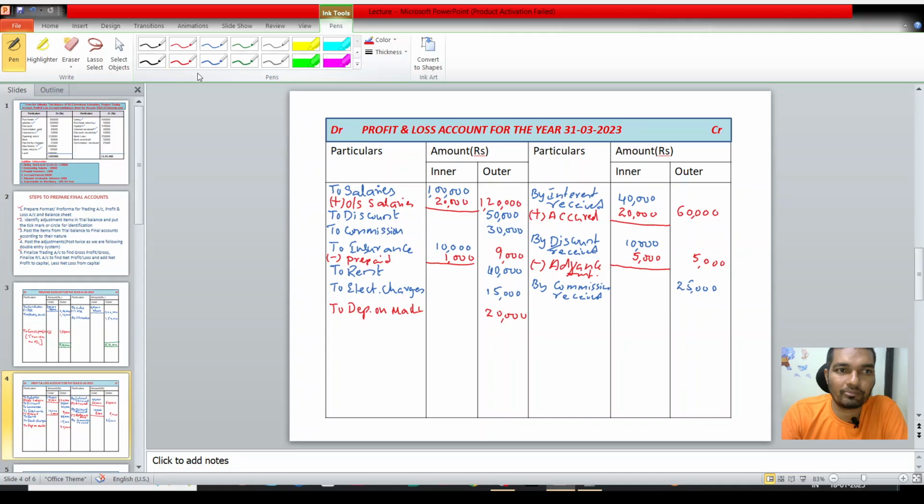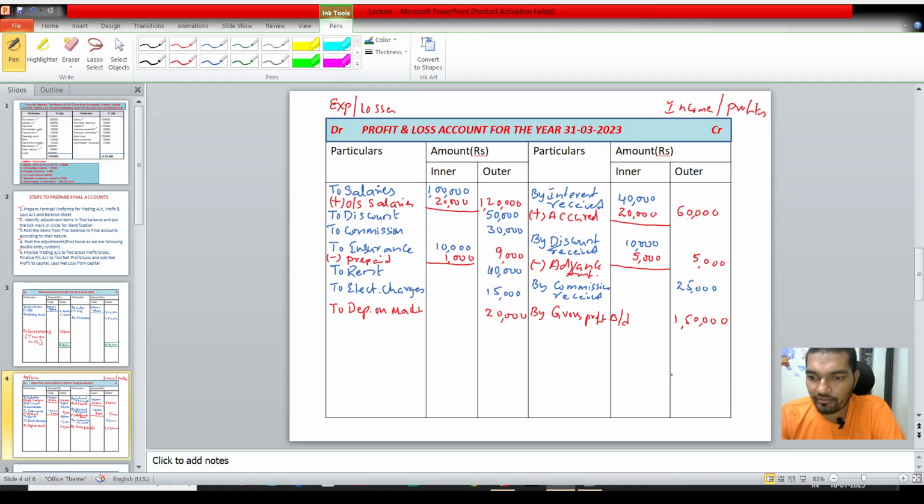See, the rule of thumb is what here? On the debit side we have to show the expenses and losses. On the credit side we have to show the incomes and profits. We have got gross profit, right? So gross profit should be shown on the credit side only, as gross profit brought down. B by D means brought down. The amount of gross profit we have got is 1,50,000.